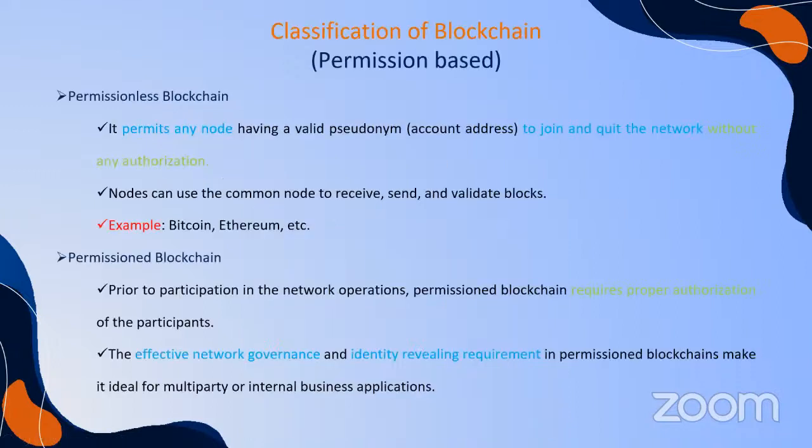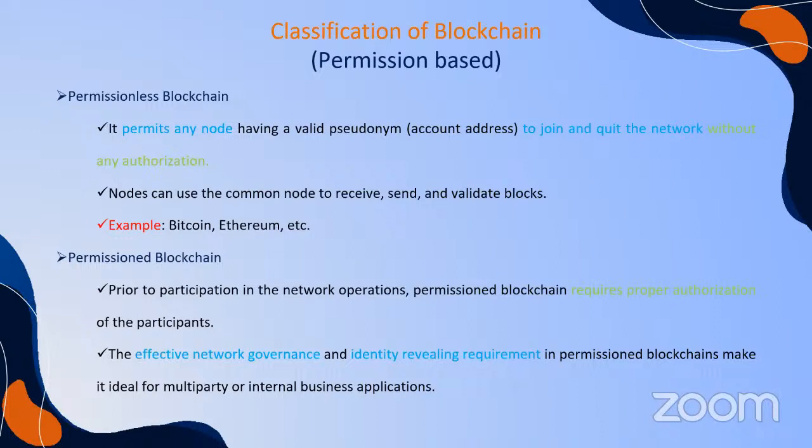So, classification of the blockchain. Permission based: a permissionless blockchain permits any node having a valid pseudonymous account address to join and quit the network without any authorization. Nodes can use the common node to receive, send, and validate blocks. Examples are Bitcoin and Ethereum.